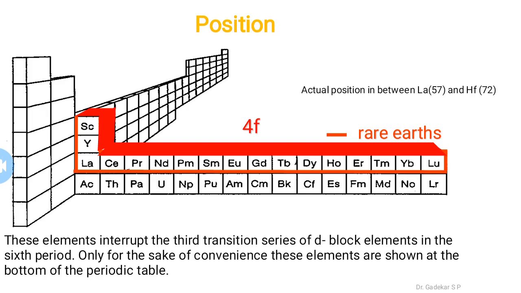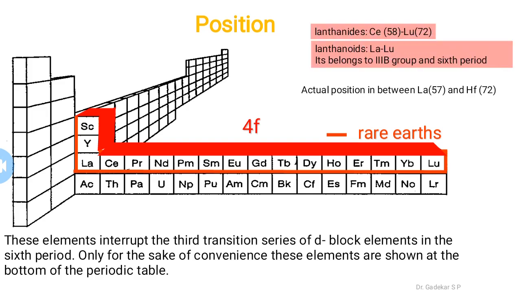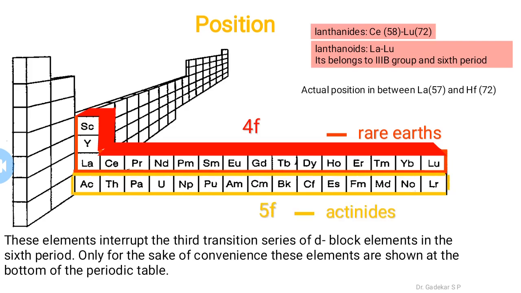Okay, so group 3B, these f-block elements, lie in between the second A and fourth B, meaning group third B. Only for the sake of convenience, these f-block elements are shown at the bottom of the periodic table. So this is the position of f-block elements in the periodic table. First is the lanthanide series and second is the actinide series.